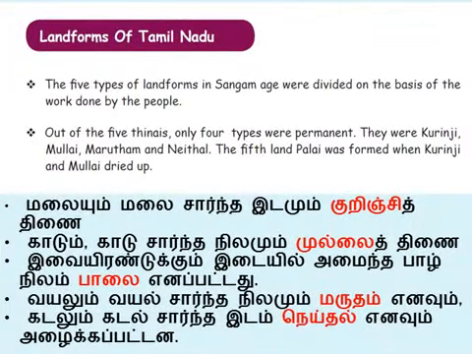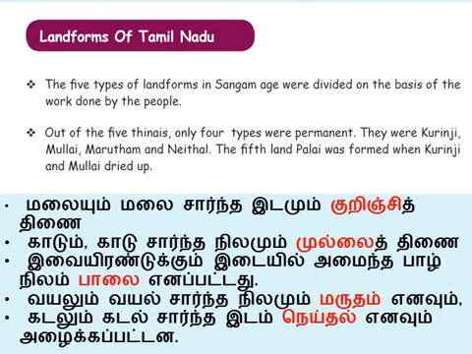Now we will see the landforms of Tamil Nadu. We'll read from the book. The 5 types of landforms in Sangam age were divided on the basis of the work done by the people. The Sangam age is a very old period in history where the poetics flourished under the patronage of the Chera Chola Pandya kings.